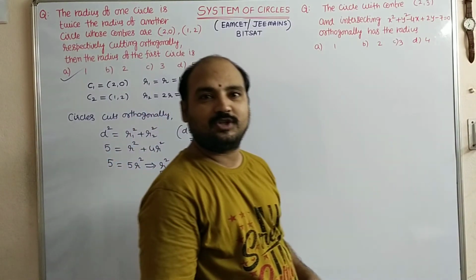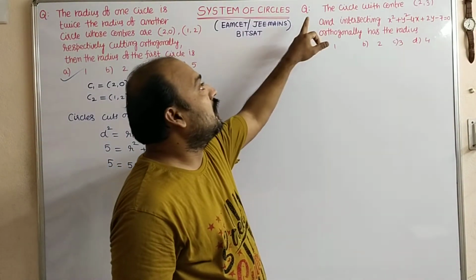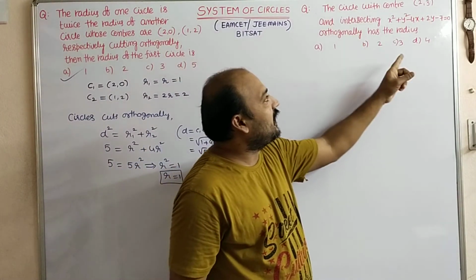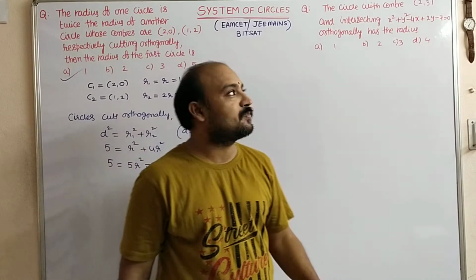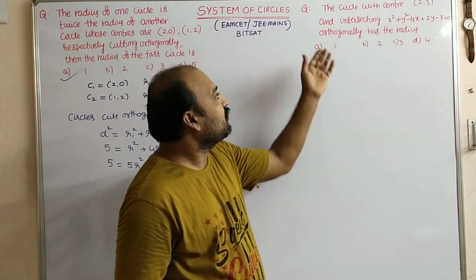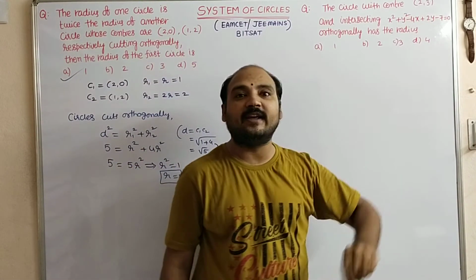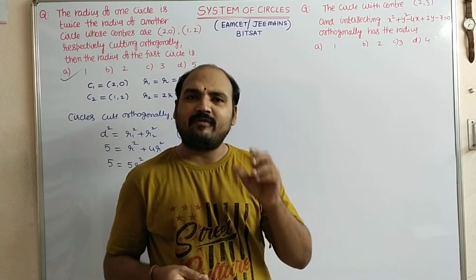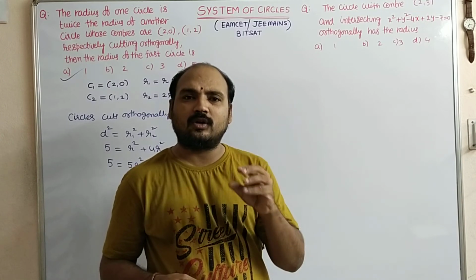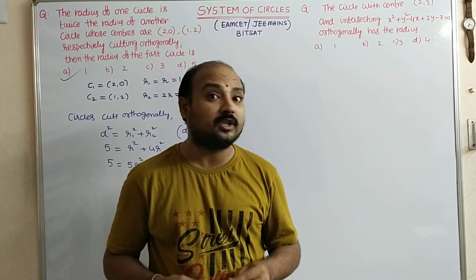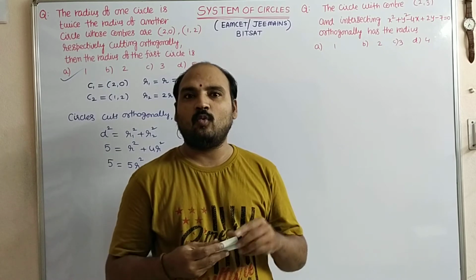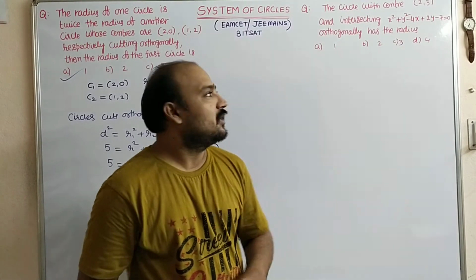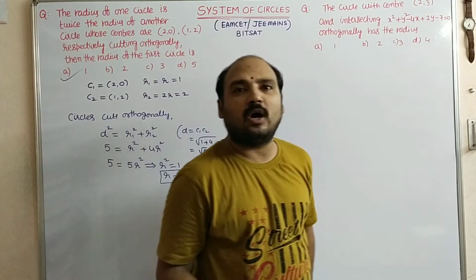Now move to the next question here. The circle with center (2, 3) and intersecting x square plus y square minus 4x plus 2y minus 7 equal to 0 orthogonally has the radius. Dear students, first you have to remember, whenever you see a question, you have to read the question thoroughly once, twice or thrice. Then you will get an idea of what concept we have to apply and how to apply it. The circle with center (2, 3).